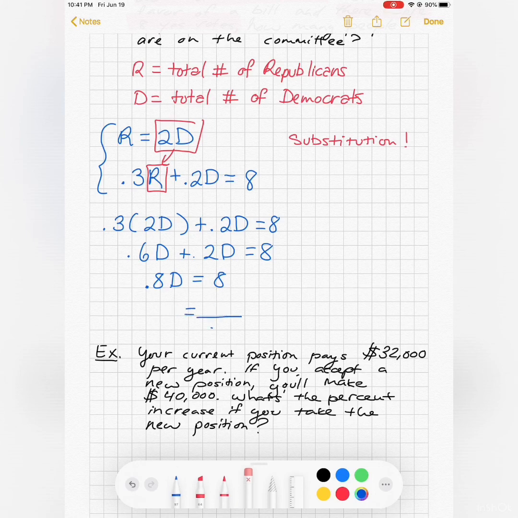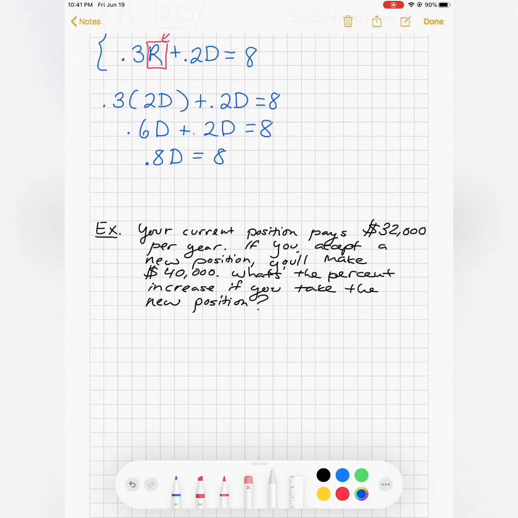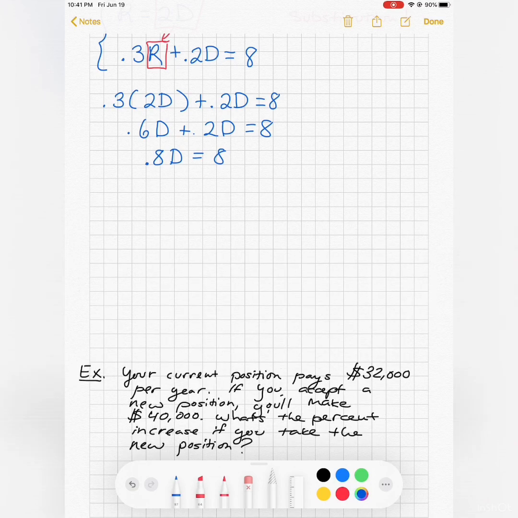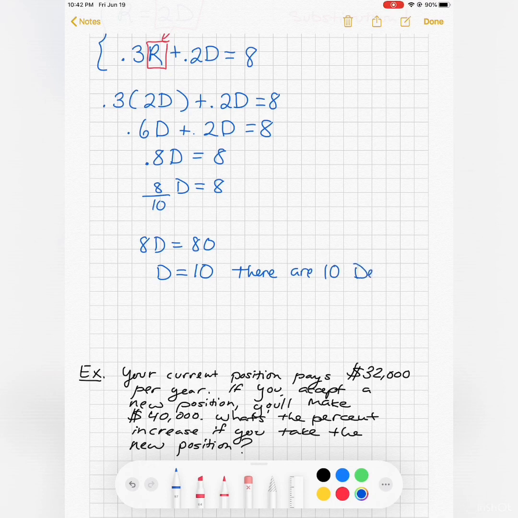So this is another one, I mean, you could divide by 0.8, but I bet this would be an easy problem to do if I changed 0.8 to 8 over 10. 0.8 is 8/10, right? Because then I could multiply up the 10 and divide by 8. Okay. So there are 10 Democrats.